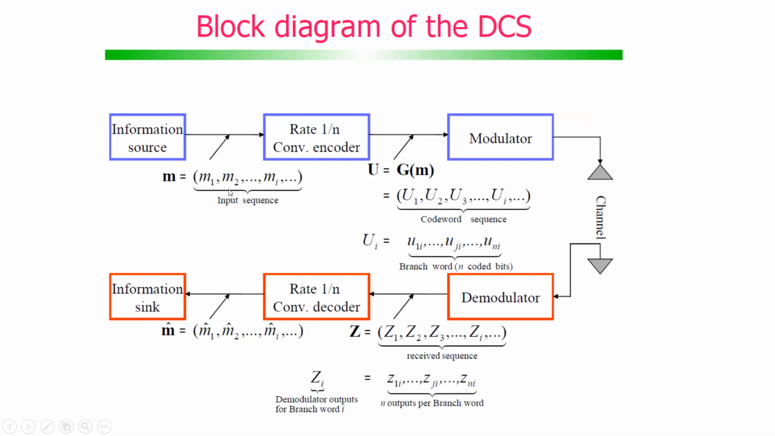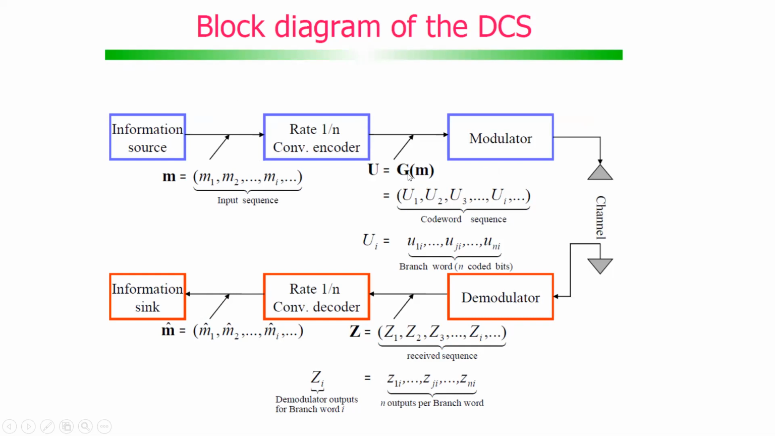So the message vector, this is the input sequence, will go to the convolutional encoder, right? And the rate of this encoder is k by n, where k I am taking to be 1.